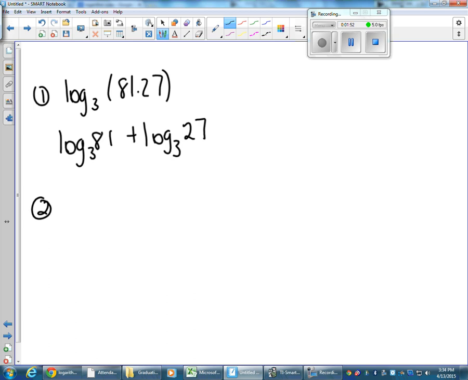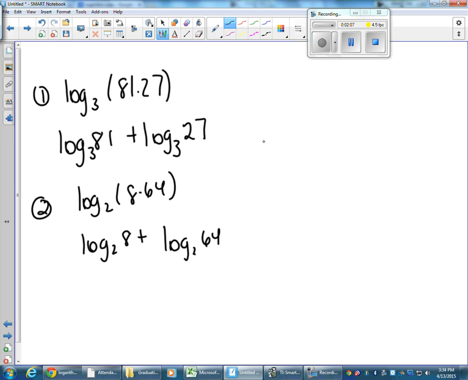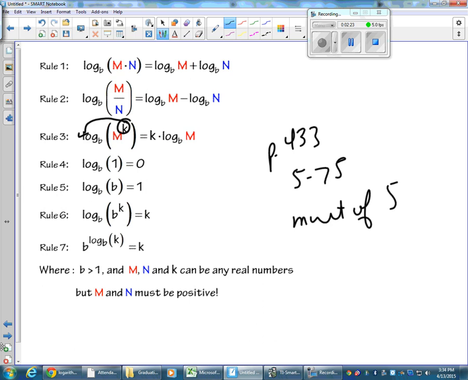Number 2, log base 2, same thing, 8 times 64 would be log base 2 of 8 plus log base 2 of 64. All of those seem to be multiplying. Number 7 is a natural log. Natural log of xy would be natural log of x plus the natural log of y. And all of these, if we go back to our review, our rules, all of these deal with rule 1.